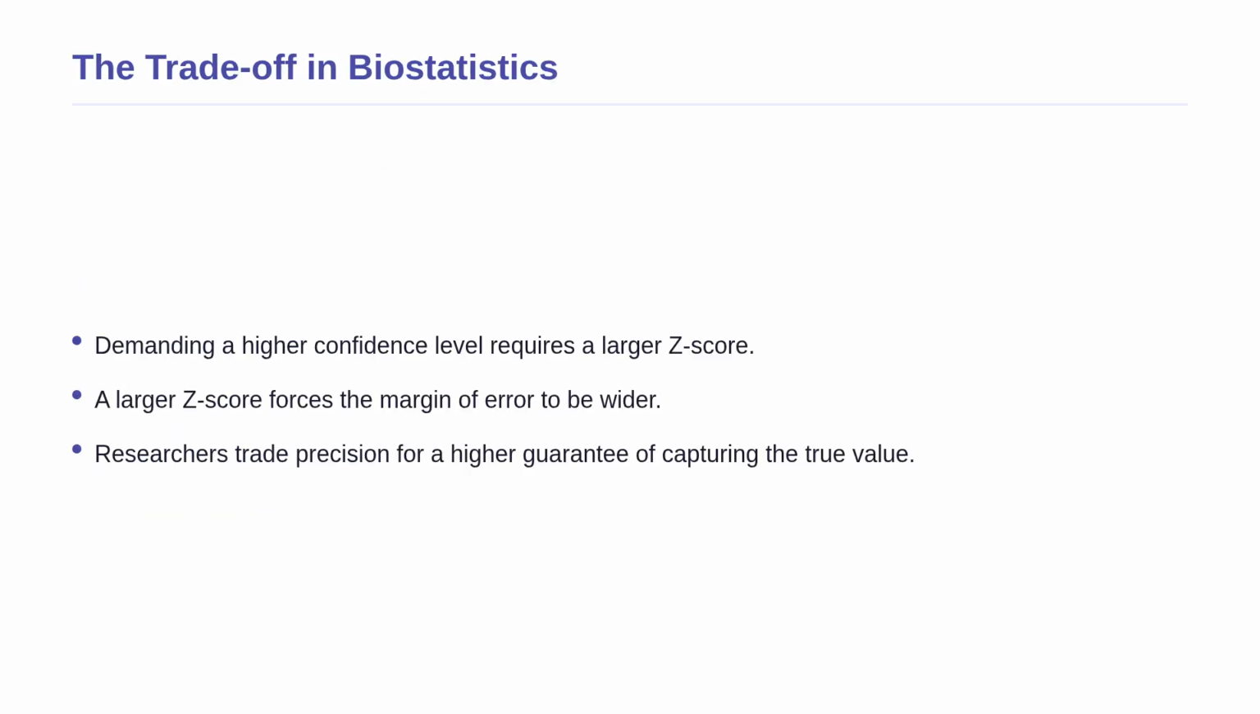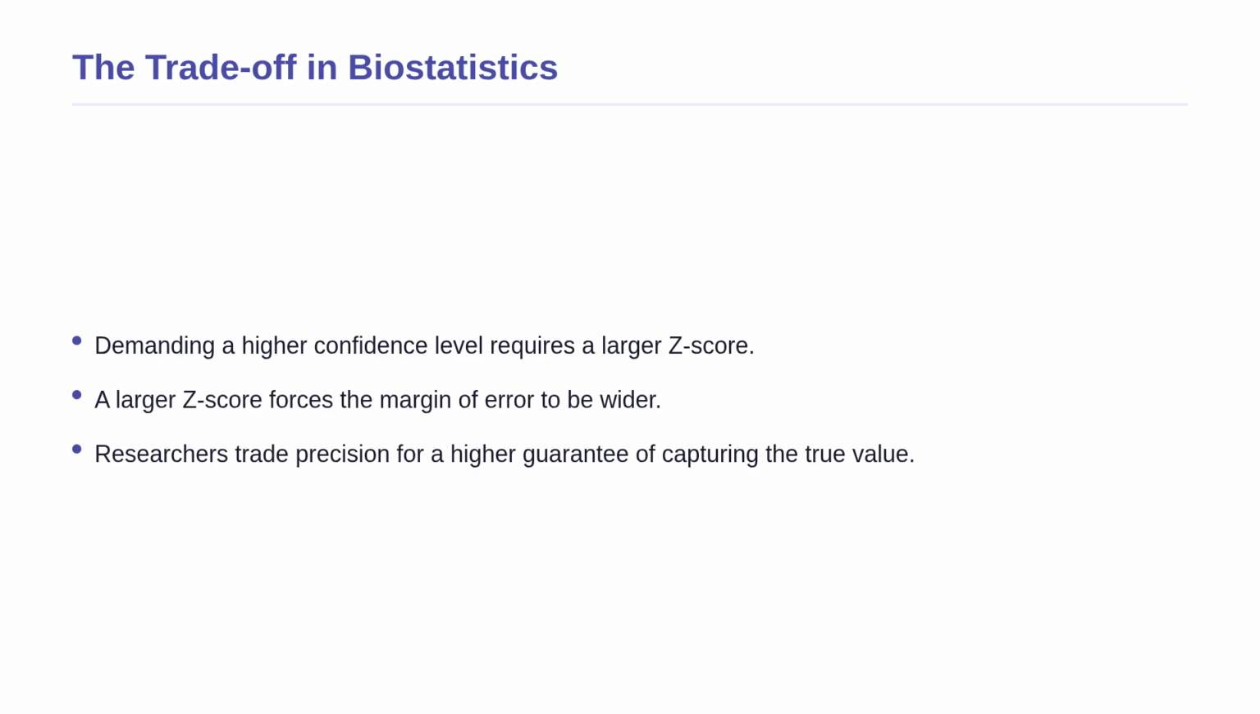Having seen the visual representation, we must address a critical trade-off you will face in biostatistics. Notice what happened in our blood pressure example when we demanded 99% confidence instead of 95%. To get that higher confidence, we had to use a larger z-score. Mathematically, multiplying by a larger z-score forces our margin of error to become wider. This means our final interval is less precise.